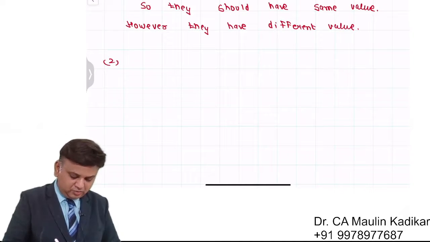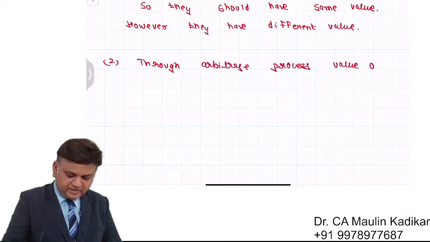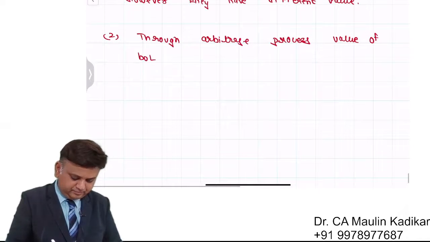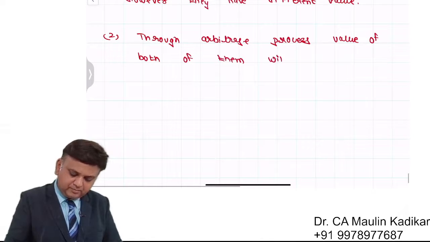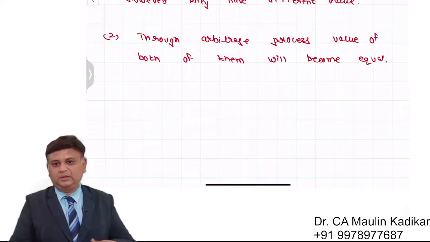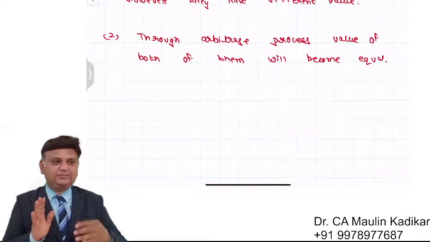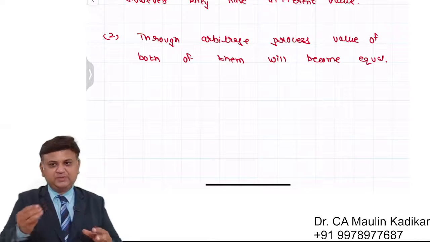Second point, through arbitrage process, value of both of them will become equal. Dear students, I want you to understand that concept. I give you some explanation to explain that.